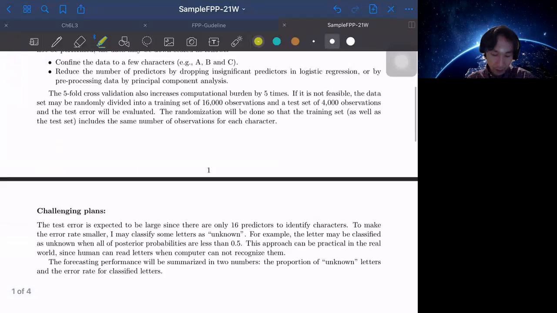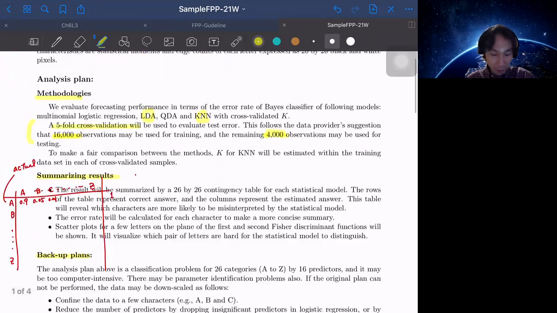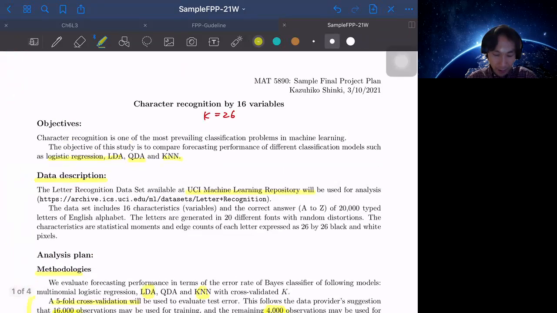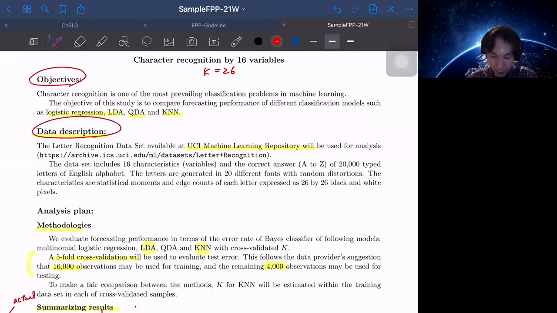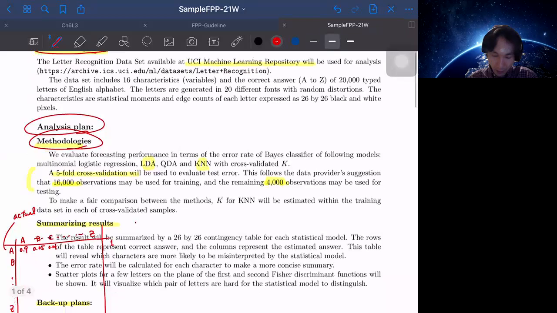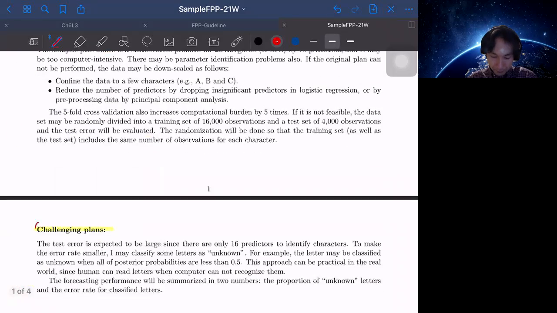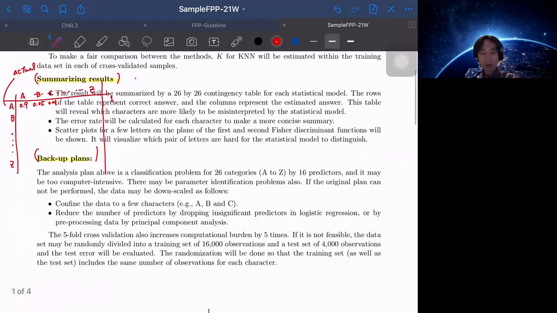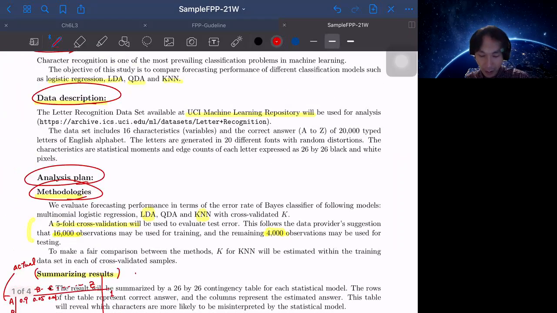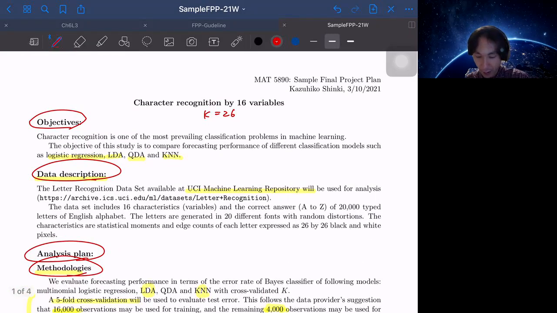Yeah, so backup plans or maybe the challenging plans are optional. You don't really have to put in all items, but at least put the objectives, data description, methodologies, and analysis plan. So at least put these items. Okay, these files are all available in Canvas, so that you can look and see.